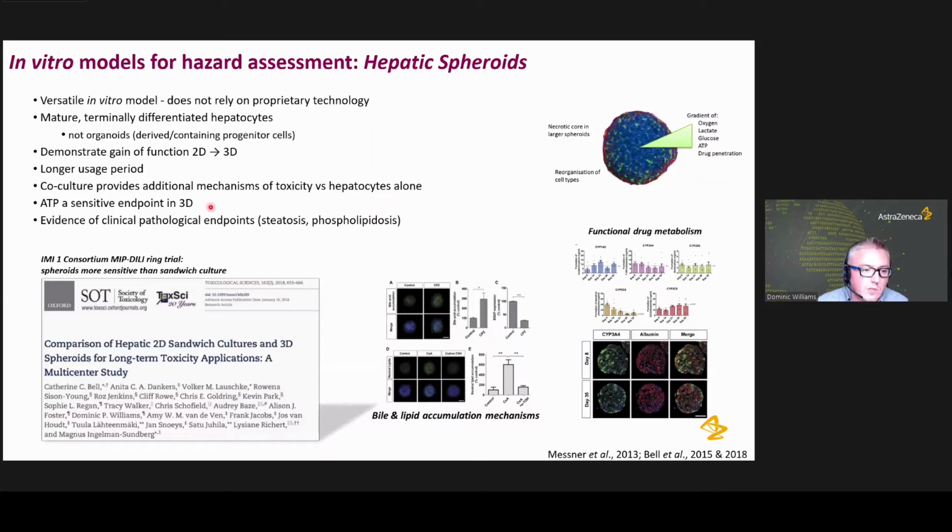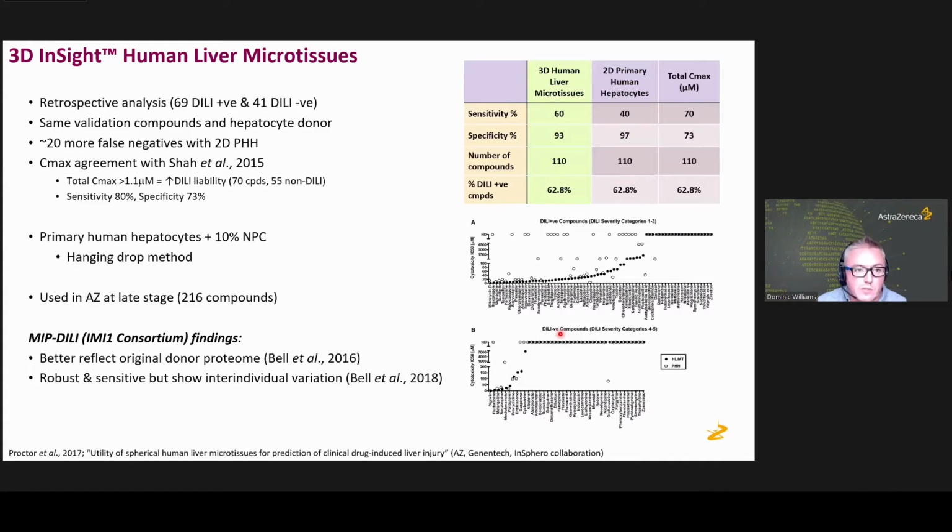And some of the endpoints, ATP was a very sensitive endpoint in 3D. Interestingly also, you can get clinical pathological endpoints within the spheroids. So if you inhibited mitochondria, you could get steatosis occurring and phospholipidosis and what have you. And broadly, publications at around about that time confirmed that these functional capabilities were better than cells cultured in 2 dimensions.